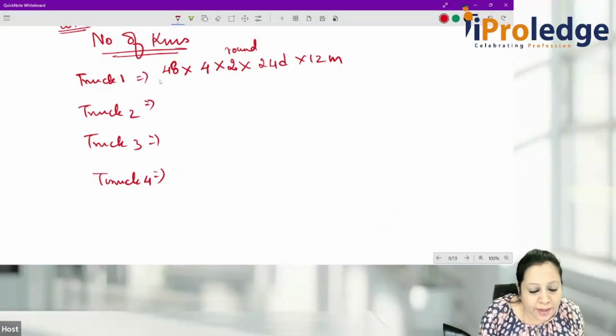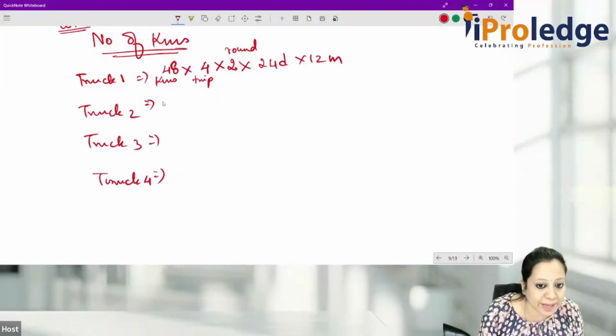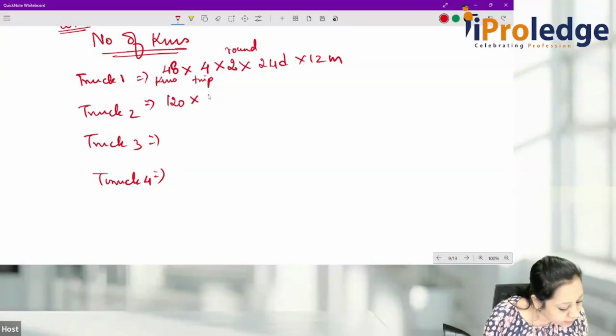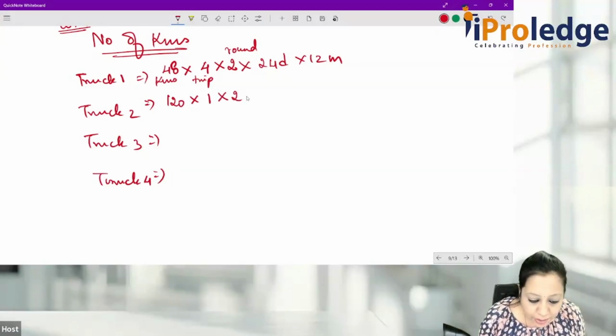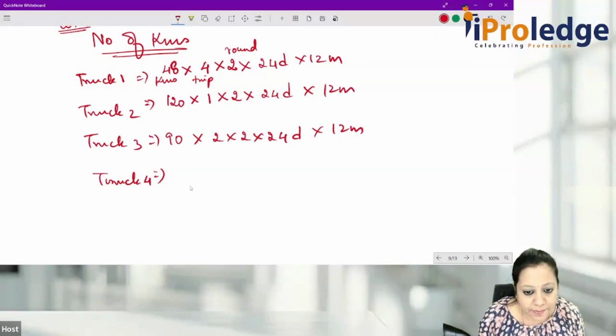So what I used to do is 48 kilometers, like that I will write for the first one. Then it will be 4 trips, 2 round trips, 24 days, 12 months. Follow the same logic for the others to save time. So now it is going to be 120 into 1 trip into 2 round trips into 24 days into 12 months. Same way, 90 into 2 into 2 into 24 days into 12 months. The same way, 60 into 4 into 2 into 24 days into 12 months.